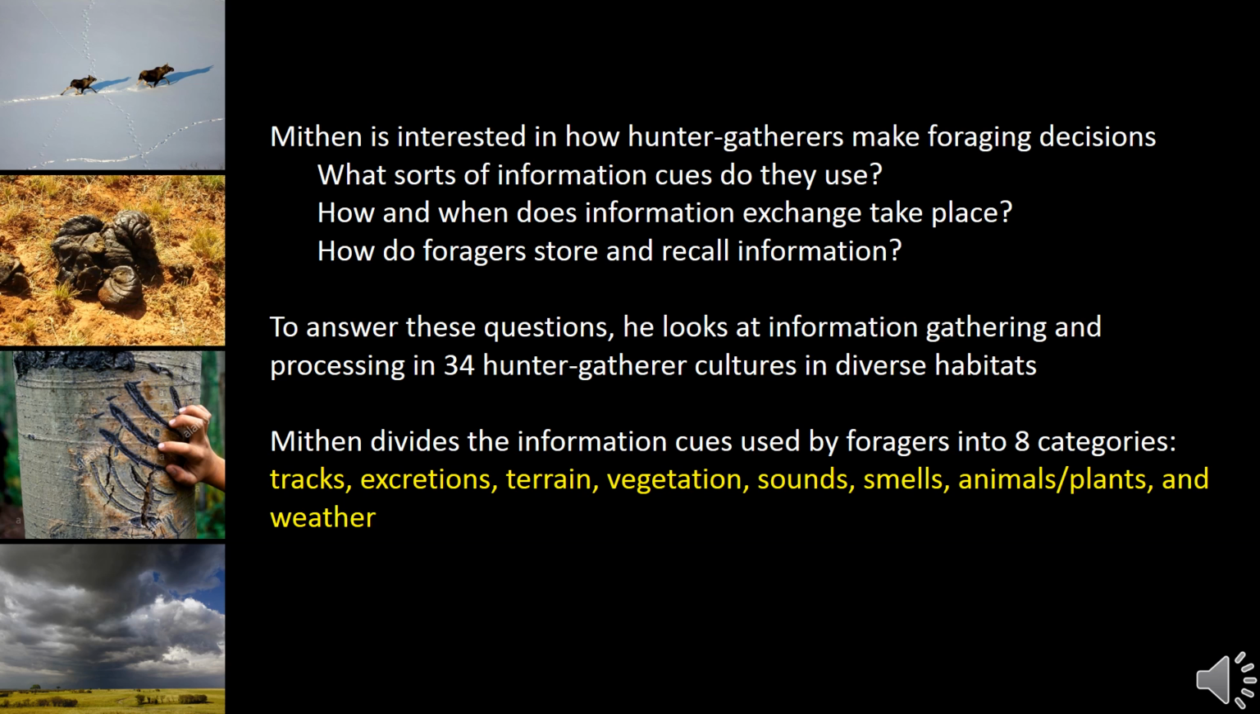To answer these questions, he looks at information gathering and processing in 34 hunter-gatherer cultures in diverse habitats. He divides the information cues used by foragers into 8 categories: tracks, excretions, terrain, vegetation, sounds, smells, animals and plants, and weather. We'll look at each of these categories in turn.